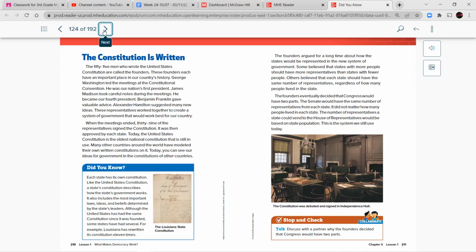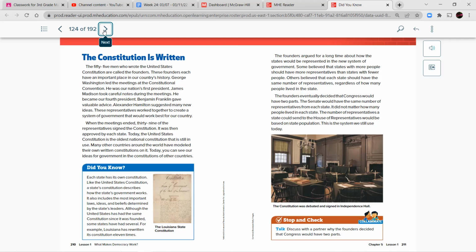Benjamin Franklin gave valuable advice. Alexander Hamilton suggested many new ideas. These representatives worked together to create a system of government that would work best for our country. When the meetings ended, 39 of the representatives signed the Constitution. It was then approved by each state.